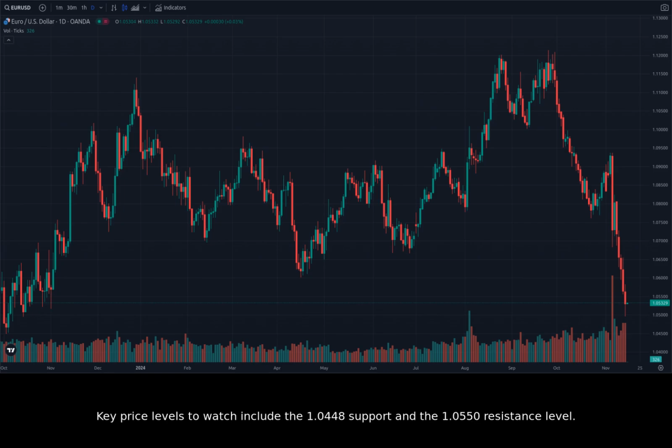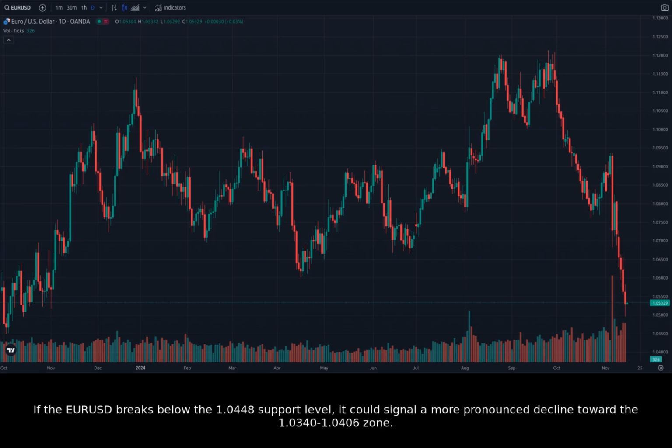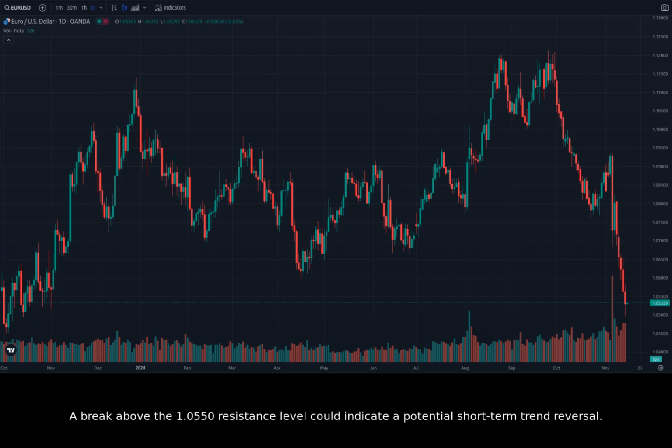Key price levels to watch include the 1.0448 support and the 1.0550 resistance level. If the EURUSD breaks below the 1.0448 support level, it could signal a more pronounced decline toward the 1.0340 to 1.0406 zone. A break above the 1.0550 resistance level could indicate a potential short-term trend reversal. To confirm a bullish trend reversal, we would need to see a break above the 1.0600 handle.